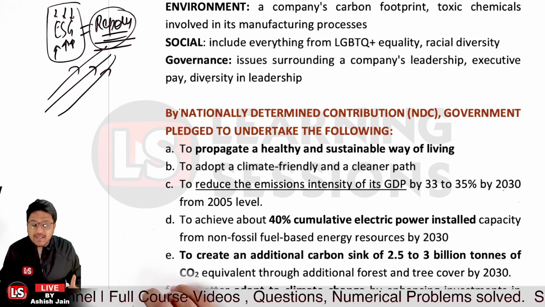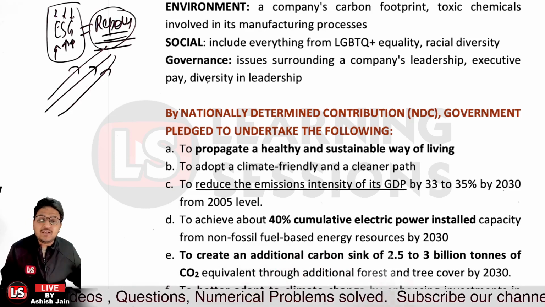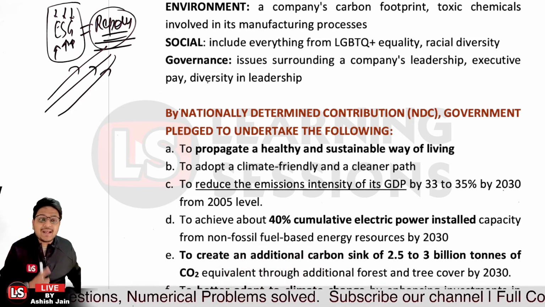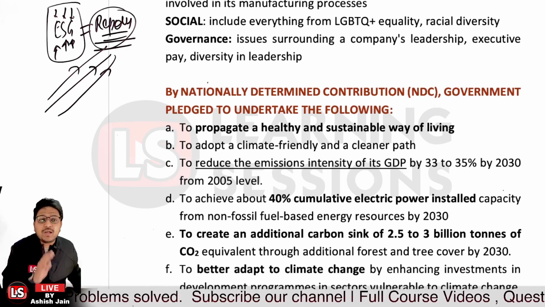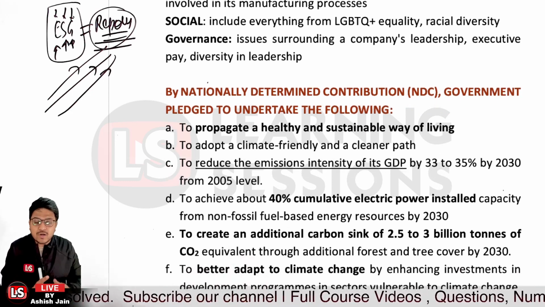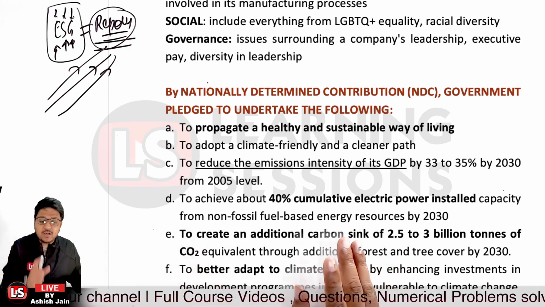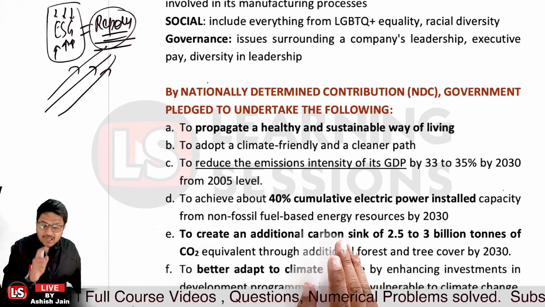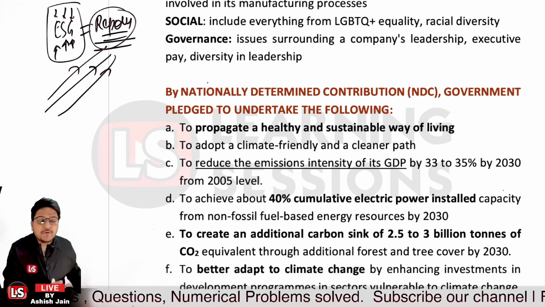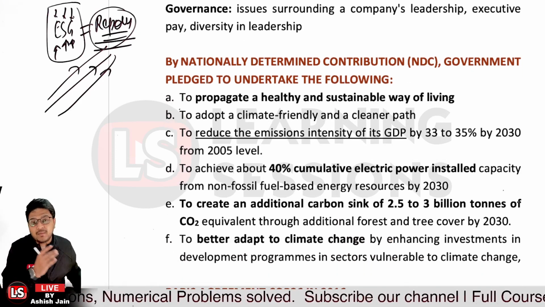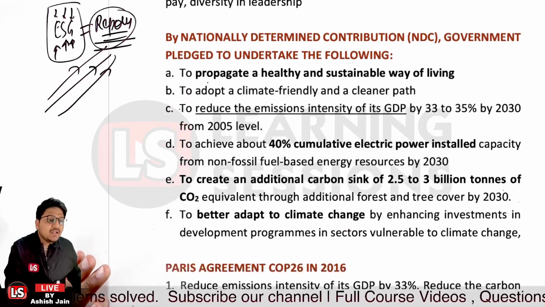40% cumulative electric power installed capacity from non-fossil fuel based sources by 2030, and further so as to create an additional carbon sink of 2.5 to 3 billion tons of CO2 equivalent through additional forest. We will be having more forest space and tree cover, and by 2030 we'll be removing an extra 2.5 to 3 billion tons of CO2, and further so as to make India net zero in carbon emissions by 2070, right? That is the main thing.